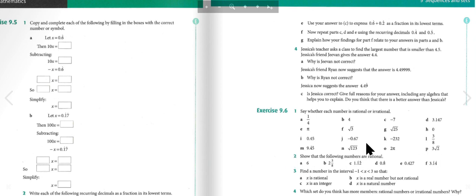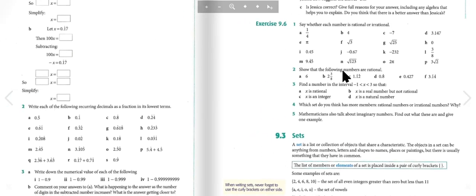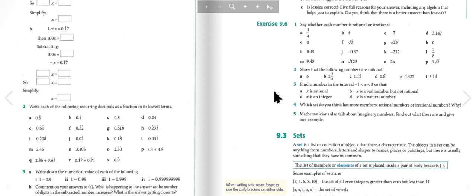Question 2. Show that the following numbers are rational. So, 6 could be written as 6 over 1. 2 and 3 eighths could be written as 19 eighths. 1.12 with 2 dots over it could be written as 37 33rds. 0.8 with a dot over it could be written as 8 ninths. 0.427 could be written as 427 1,000ths, and 3.14 with 2 dots over it could be written as 3.1499.